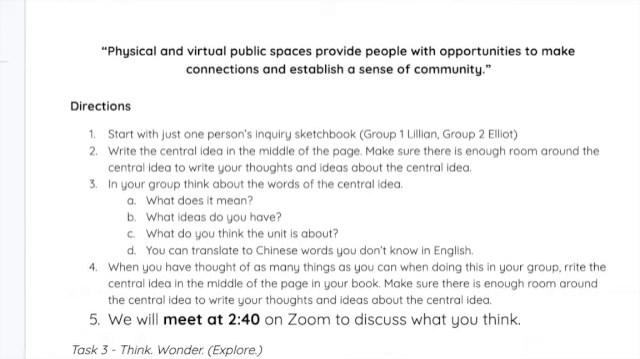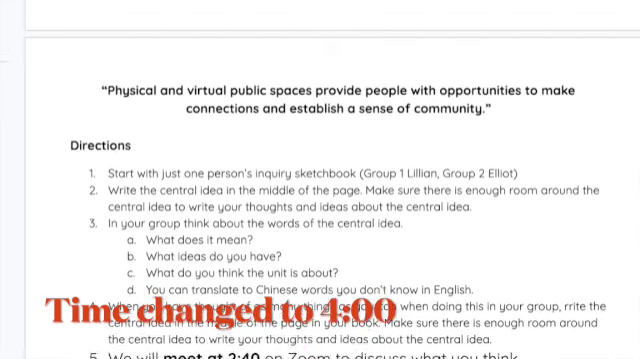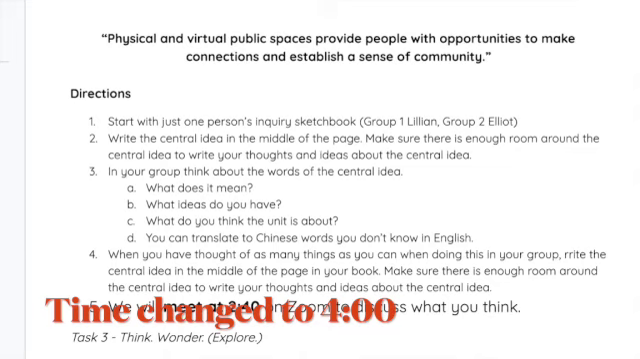So we're going to be doing it in the same groups that we were before. Group 1, all the girls. Group 2, all the boys. Now, first we'll start off with one person's inquiry notebook. So Group 1, I want you to choose Lillian's notebook. Group 2, Elliot's notebook. And you write down the central idea in the middle of the page. Make sure there's enough room around it so that you can write your thoughts and your ideas.